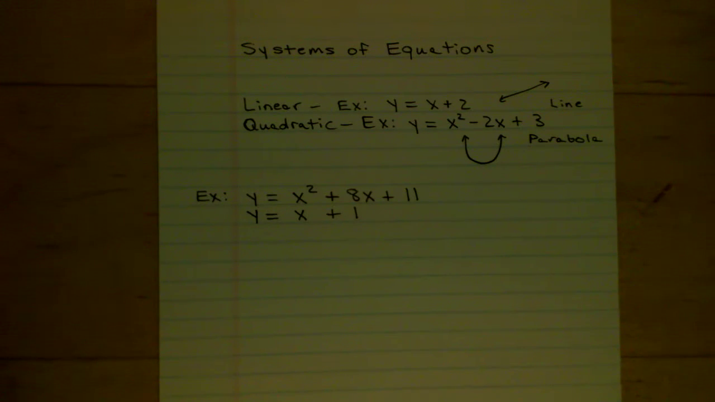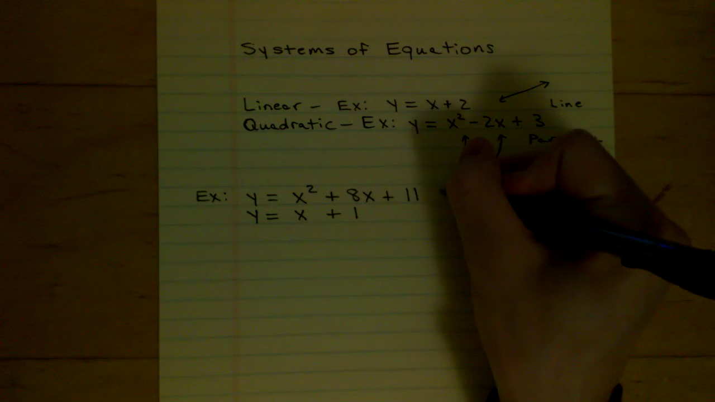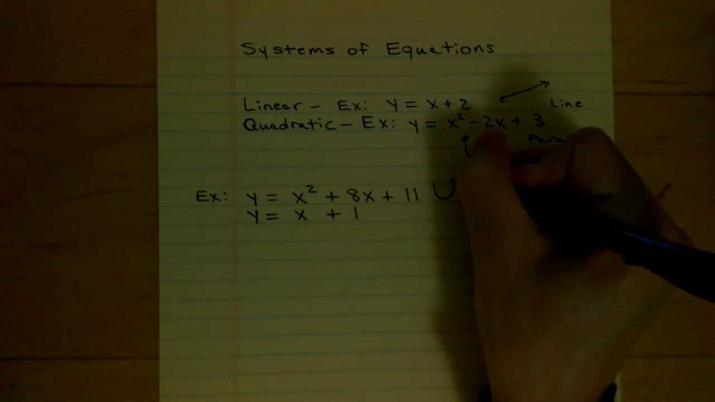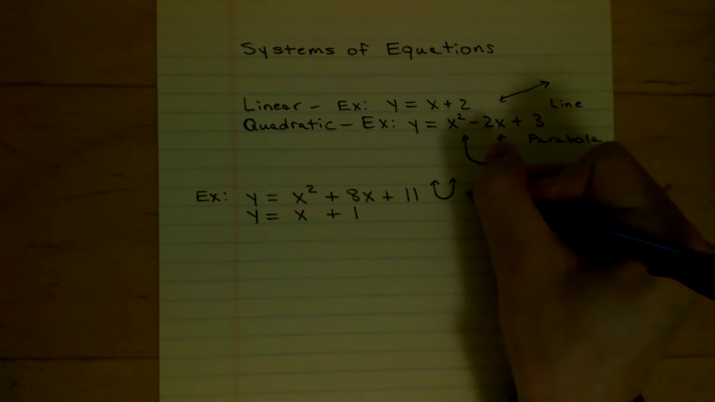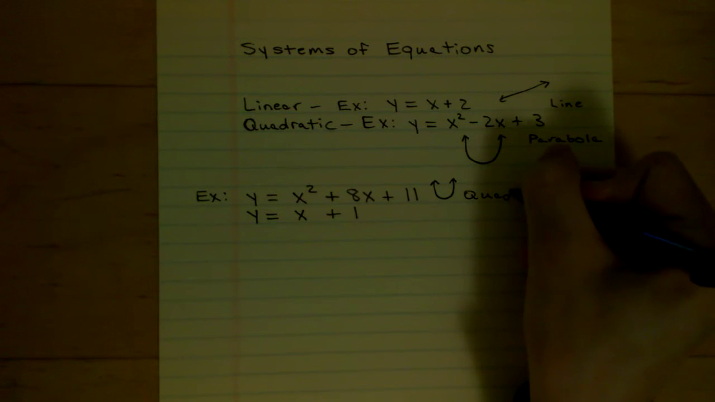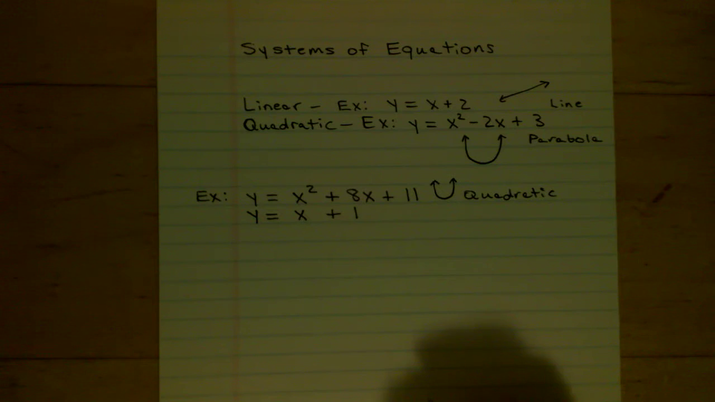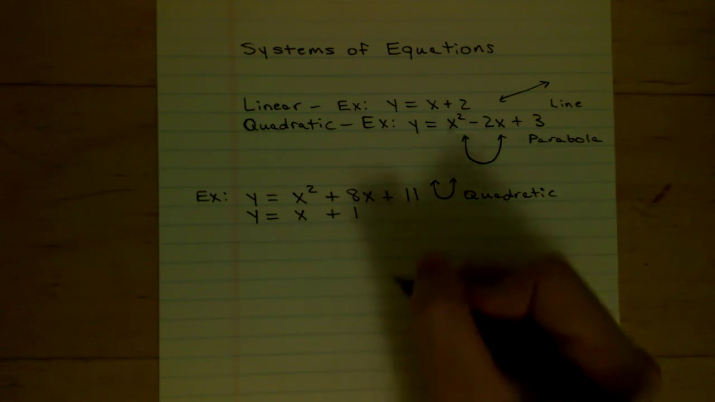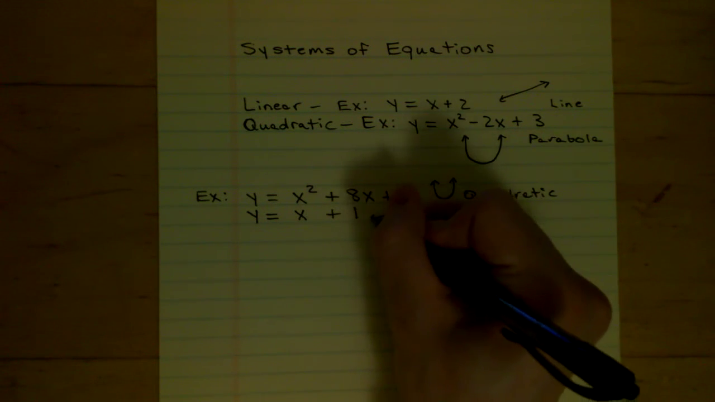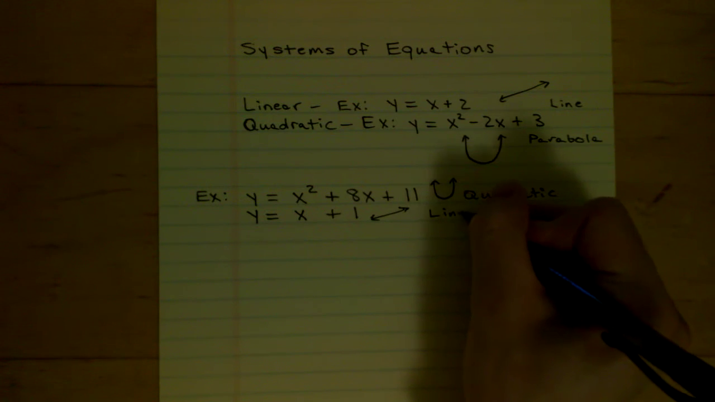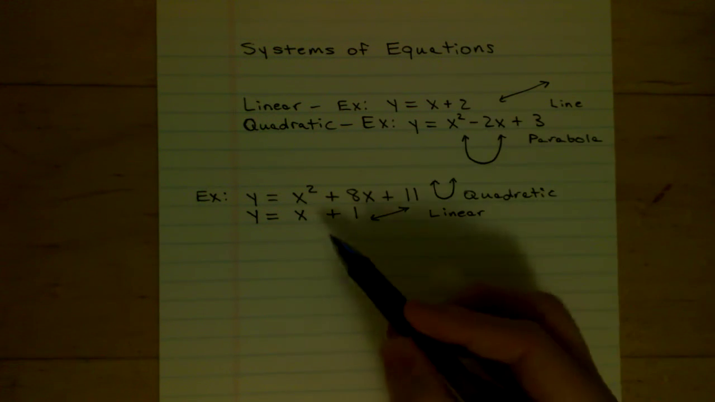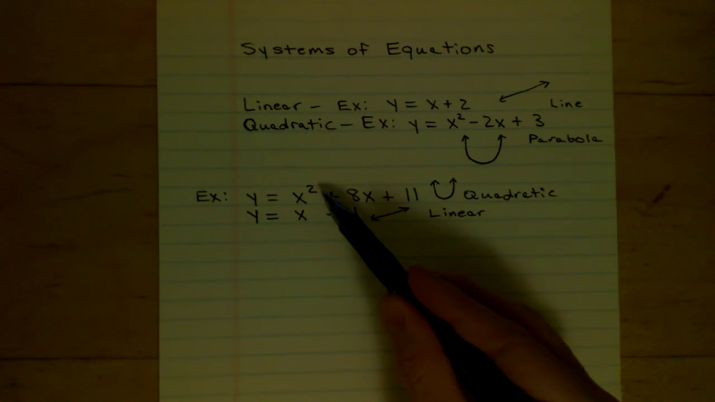Now, this system is going to have a parabola, which is going to be graphed by this quadratic equation right here. So this one is quadratic. And then we have a linear equation that is going to create a line. So it's going to look like that. This one is linear because the highest exponent is 1 instead of 2.